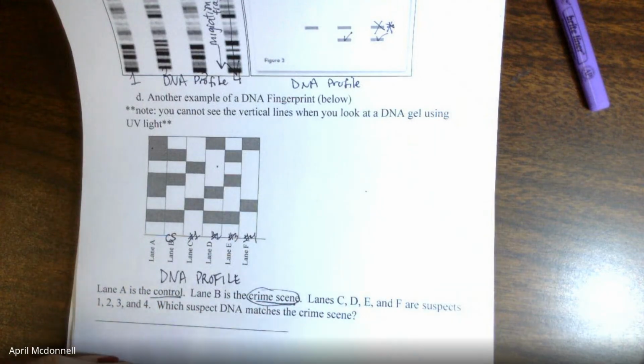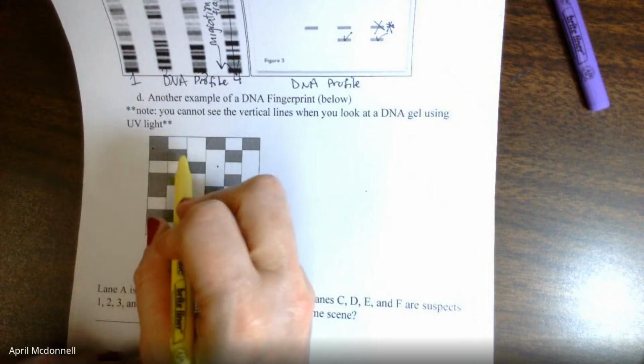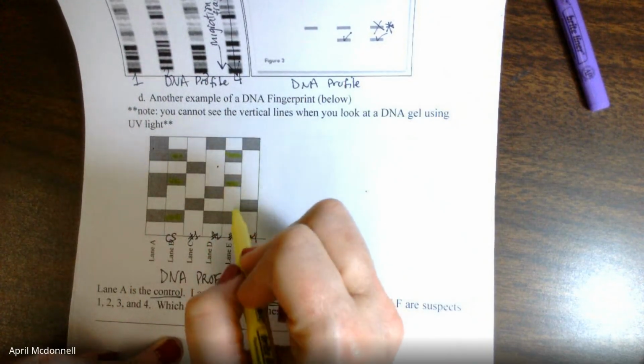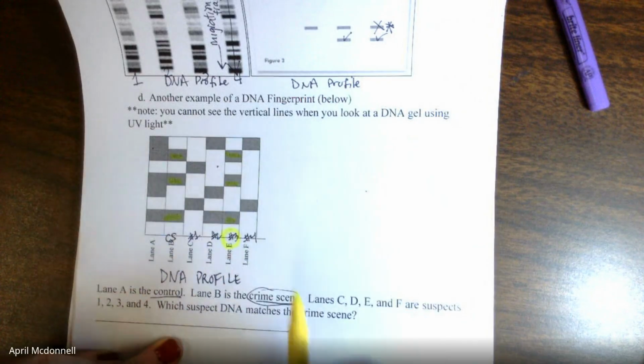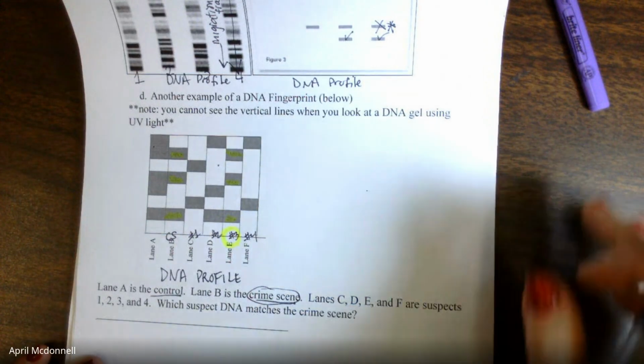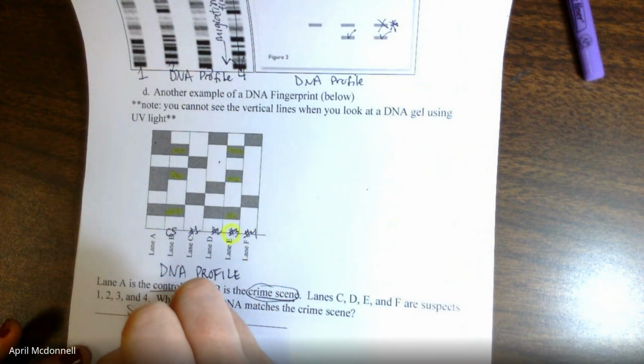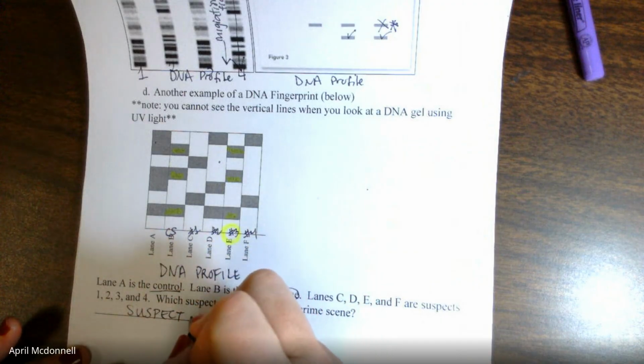So you got that right. It looks like suspect number 3. The DNA bands in suspect number 3 do match the DNA bands from the crime scene. So we're going to go ahead and list suspect 3 as our perpetrator.